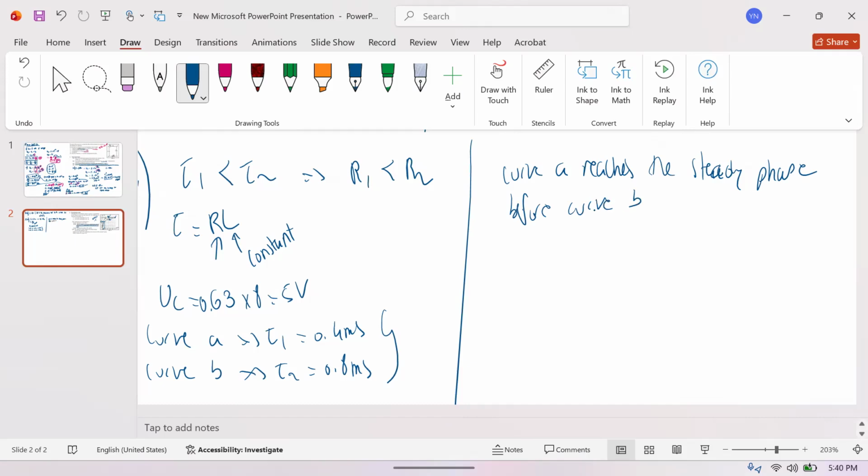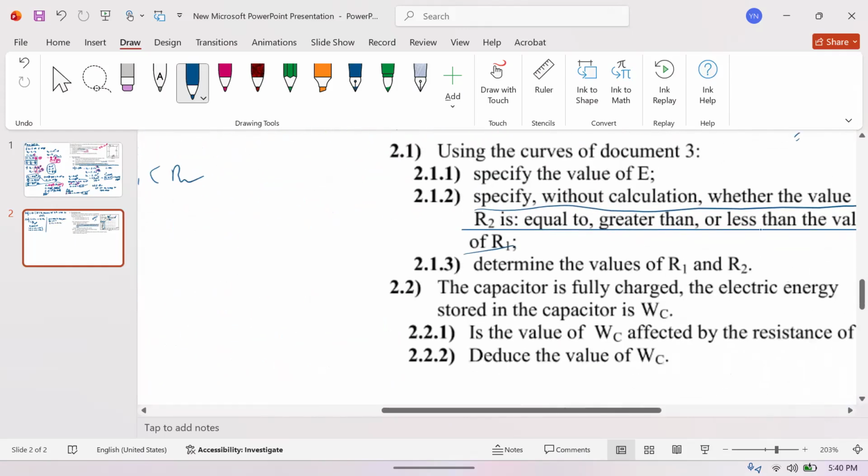So what does that mean? The time for curve A, for the capacitor to be completely charged with resistance R1, is less. We can also say tau 1 is smaller than tau 2, or T1 is smaller than T2, or 5 tau 1 is smaller than 5 tau 2. And you can repeat the same: R1 is smaller than R2.